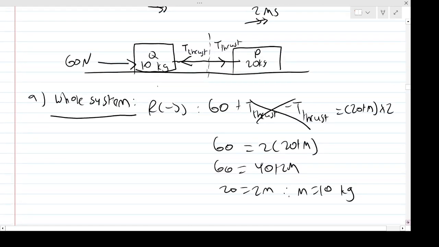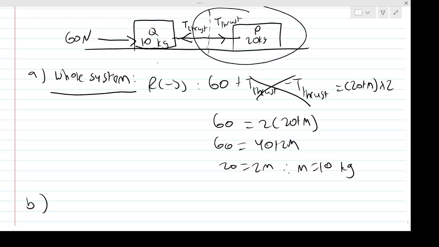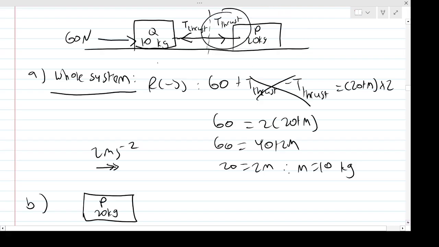Okay, then it wants me to find the thrust in the rod. So at that point, I'm going to need to consider P or Q separately. So let's consider just P, right? It only has one force on, quite easy, right? So P, mass of 20. Now, the acceleration is again 2 forwards, and P is being pushed by the thrust in the rod, in the tow rope thing, whatever we want to call it. So we have the thrust force pushing it forward there.